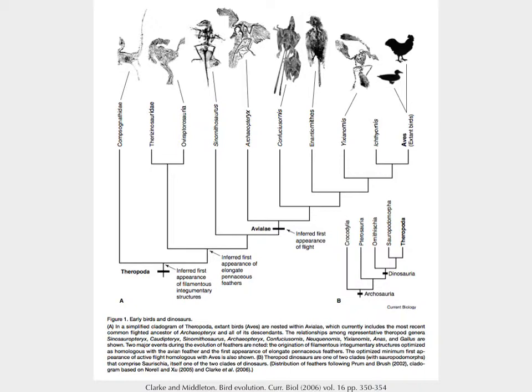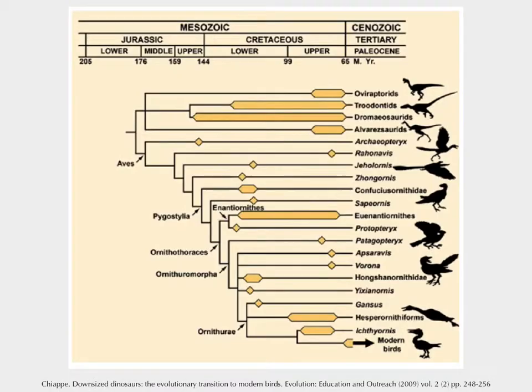We now have fossil evidence that even some large theropods were feathered, and they certainly weren't flying. So this is the evidence of feathers evolving before flight. And here you see the phylogeny, the evolution of feathers, and then the evolution of flight.